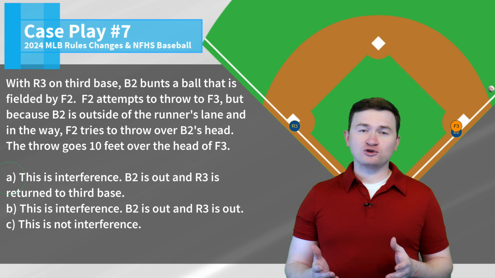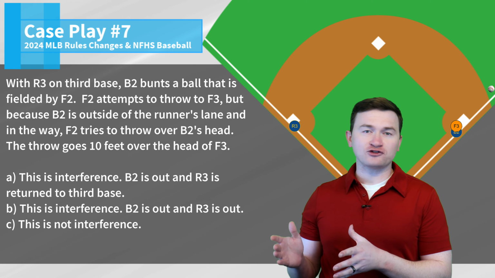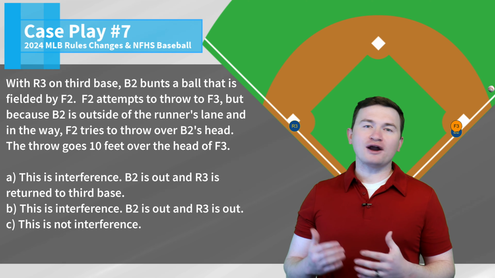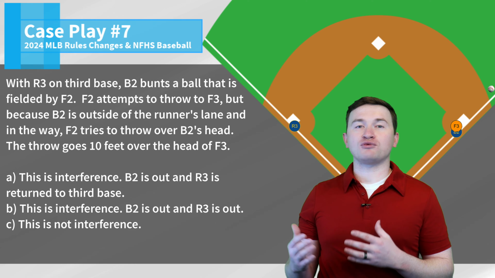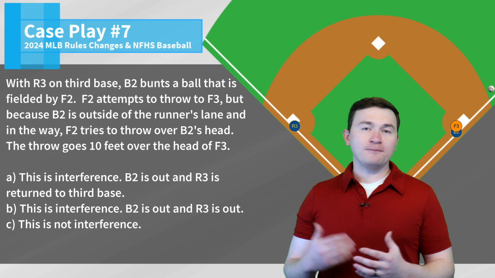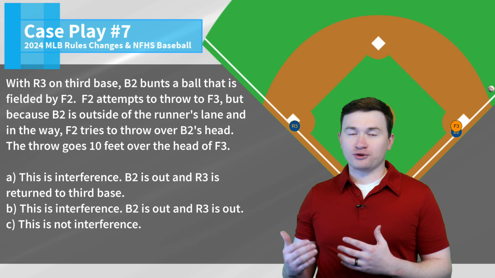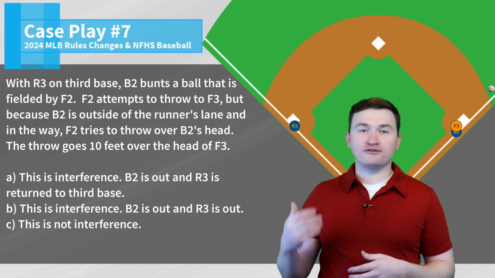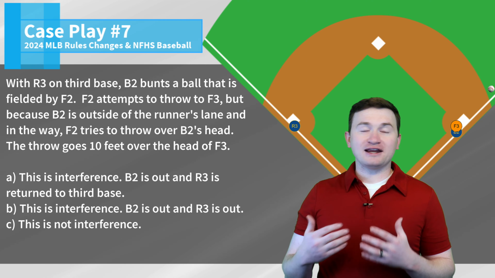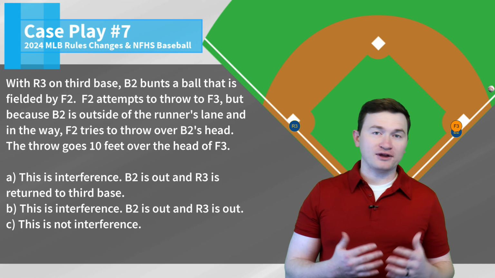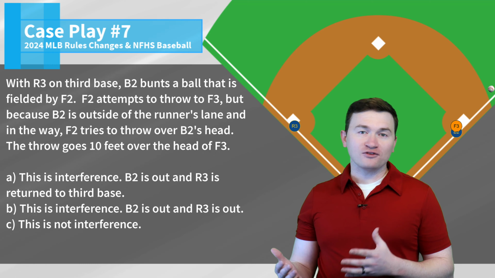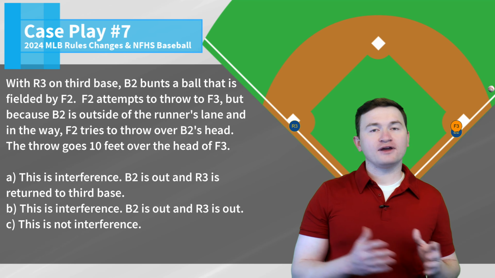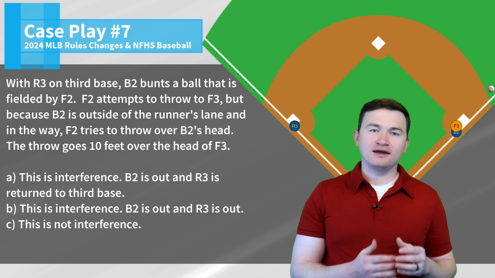Now there's a big difference between the rule at the high school level and the professional level that you need to be aware of. At the professional level, running lane interference only applies if the runner being out of the runner's lane impacts the first baseman's ability to field a thrown ball. So in this example, with the ball being thrown 10 feet over the first baseman's head, that wouldn't make any difference whether or not the first baseman can field it, and thus at the MLB level, this would not constitute runner's lane interference.